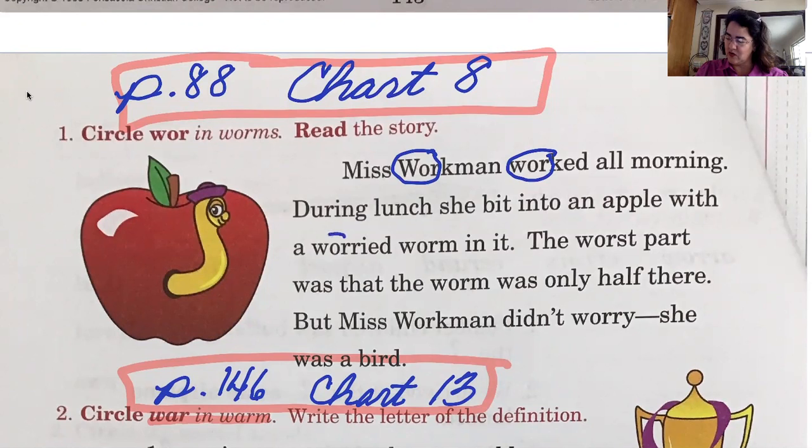Worried. The "were" sound in worried. W-O-R. Don't forget, we have to get the whole letters we want, right? Good job, second graders. All right, Tessa. The "were" sound in worm.